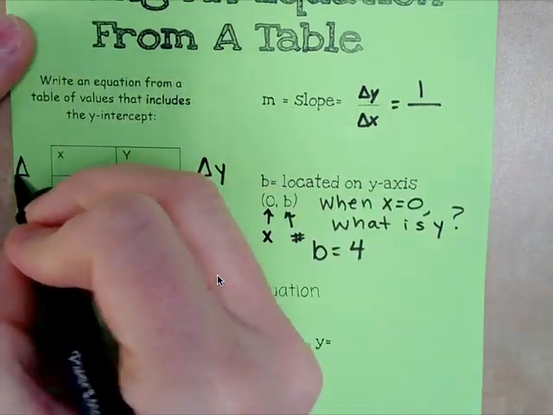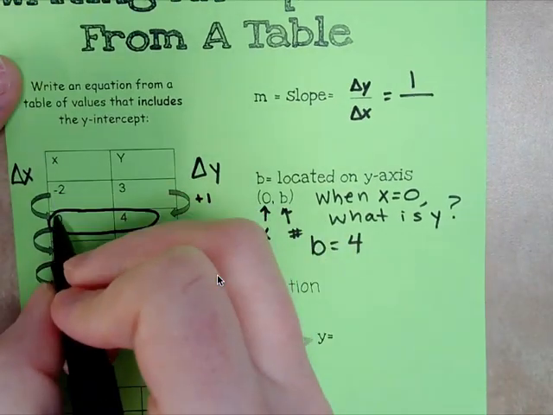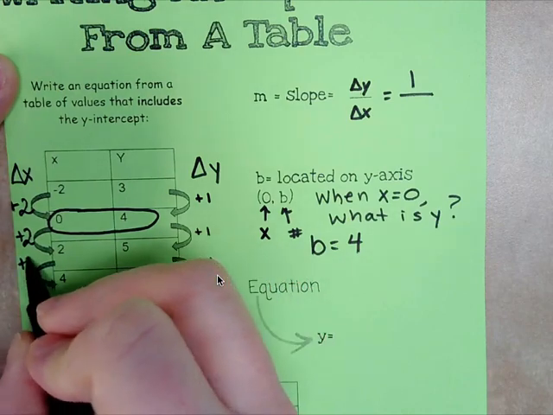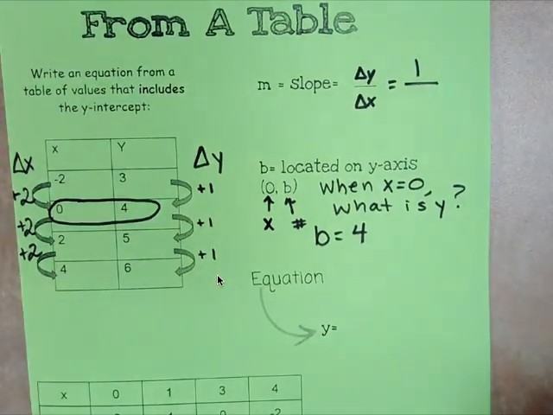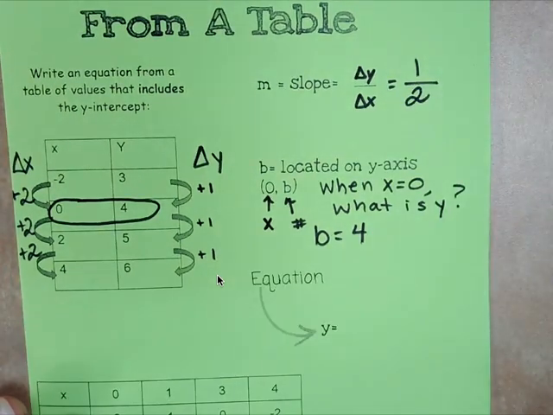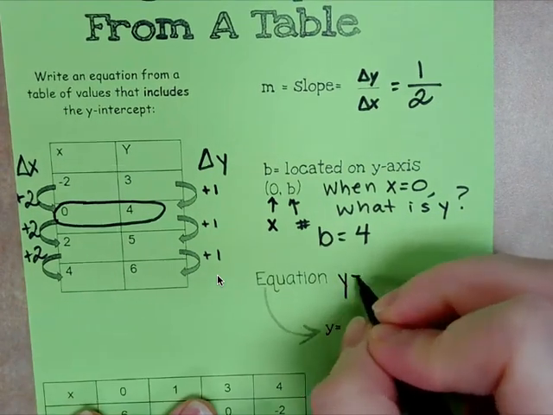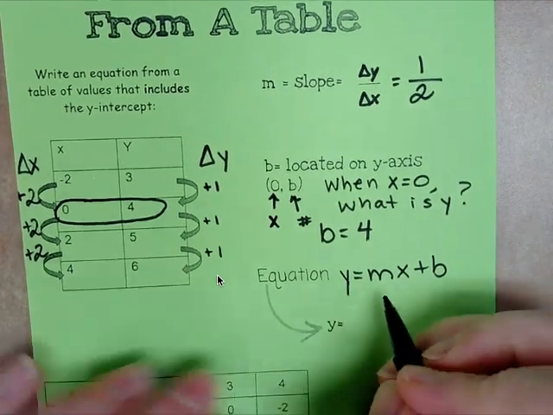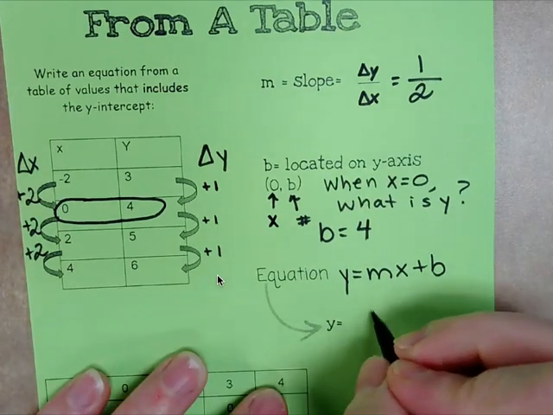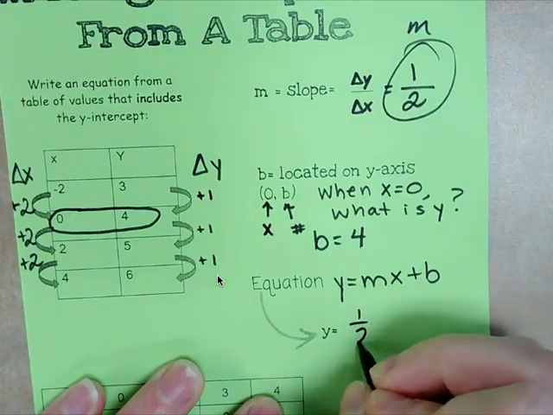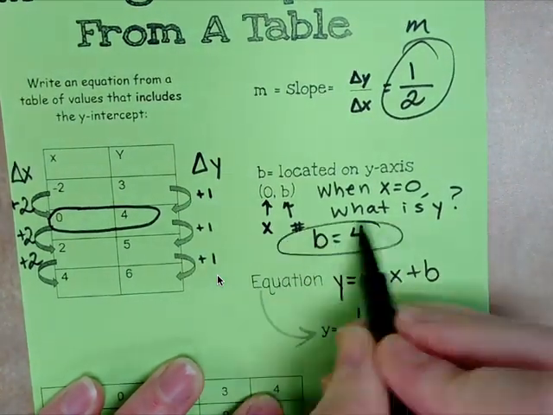Now let's do change of x. Negative 2 to 0 is plus 2. Exactly. Plus 2. Plus 2. So our slope is 1/2. So we have our slope. We have our y-intercept. We can write our equation. y equals mx plus b. So y equals, what's m? 1/2. So 1/2 x plus 4.